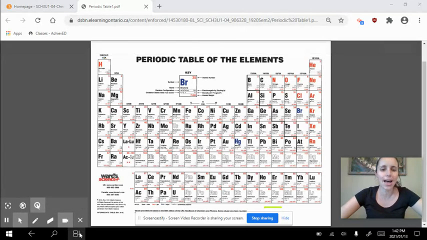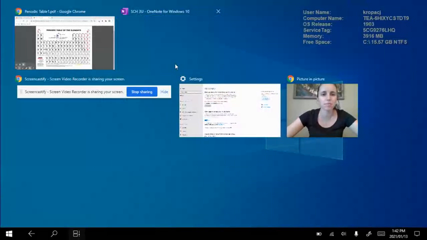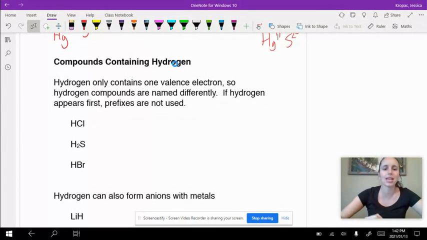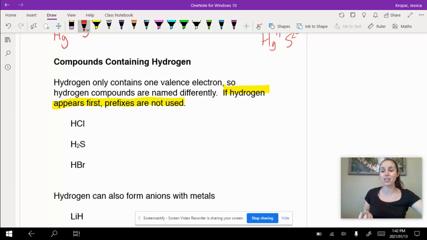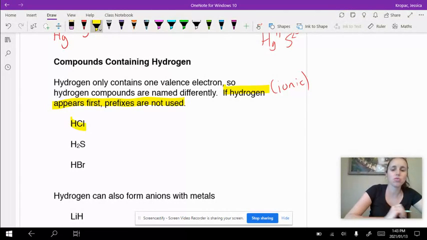So hydrogen actually has its own naming rules. When you have a compound containing hydrogen, if hydrogen is first, prefixes are not used. Essentially, if hydrogen is first, it acts like an ionic compound. If hydrogen is first, it is actually forming an ion. It's losing that ion to that nonmetal. So it's acting as an ionic compound. So in this case, hydrogen is first, so we're not going to use prefixes. All we have to do is write what we see.